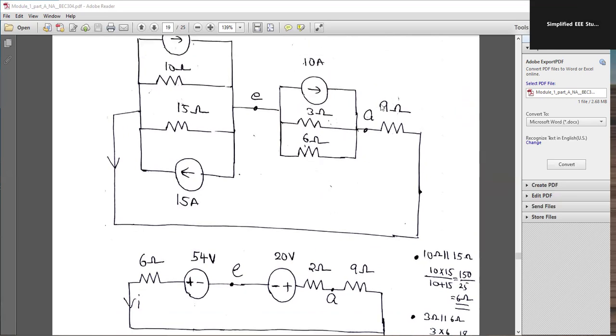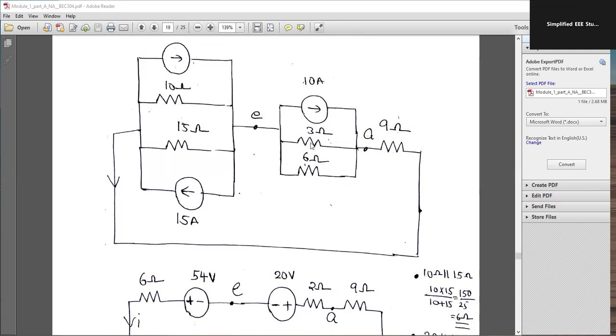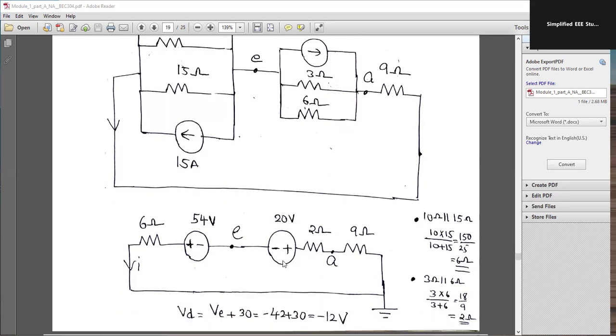Then here 9 ohm resistor is available. So 2 ohm and 9 ohm. Then what I will do? So this 2 ohm resistor and 10 ampere are both parallel. So a 2 ohm resistor parallel to a 10 ampere current source is given by a 2 ohm resistor in series with the voltage source. 2 into 10 is nothing but 20 volt.